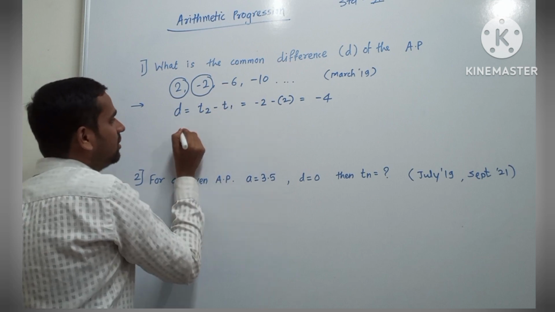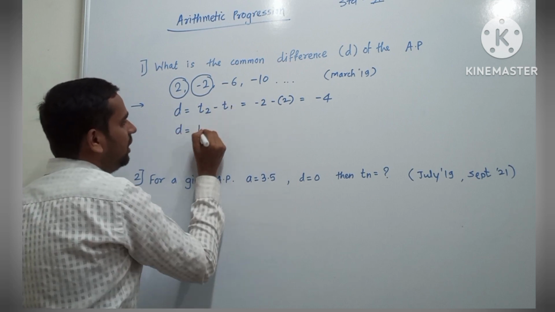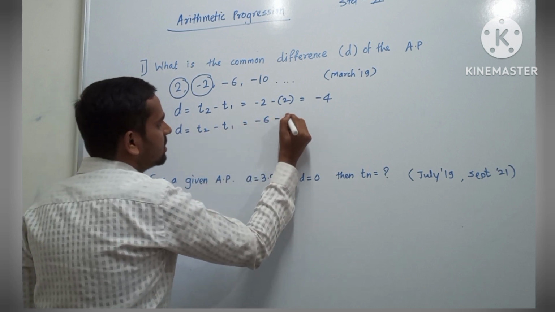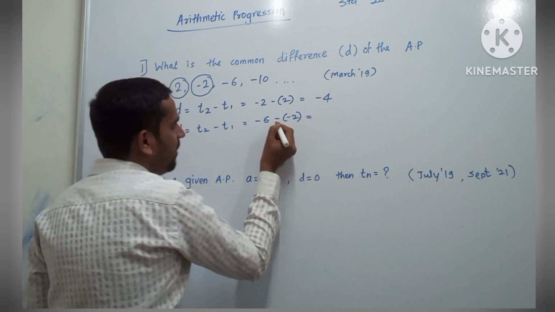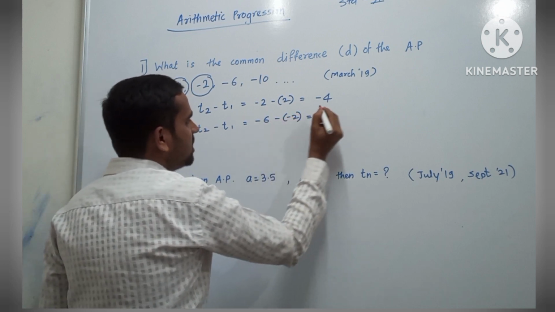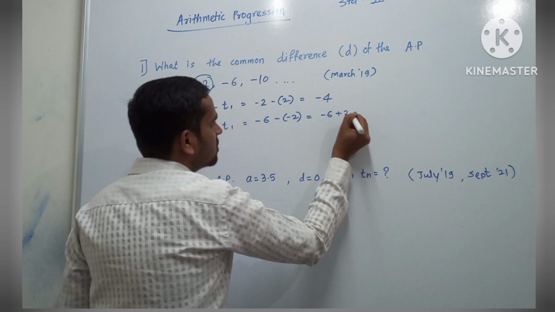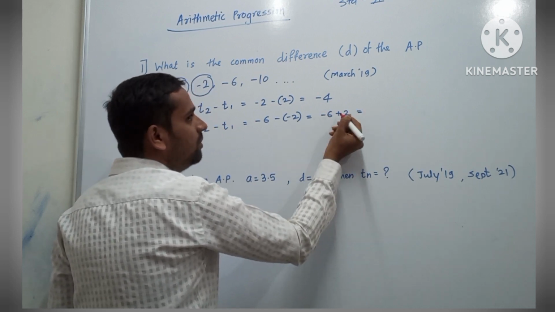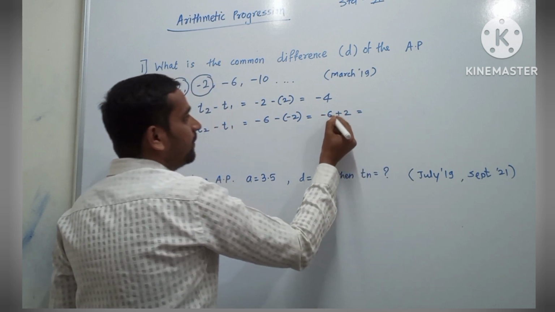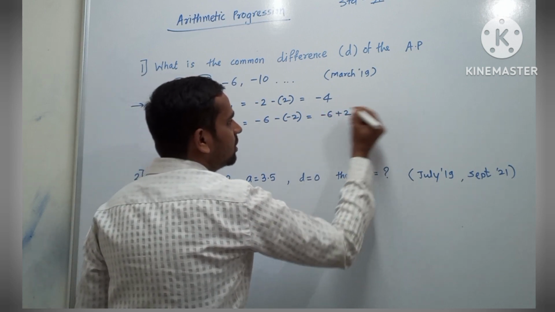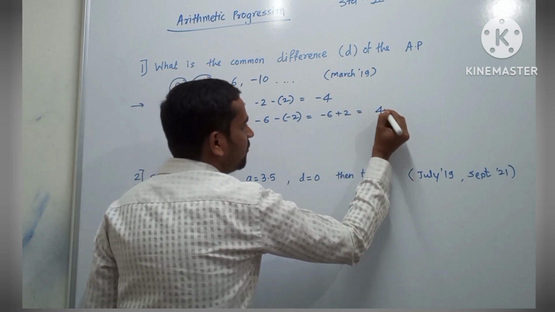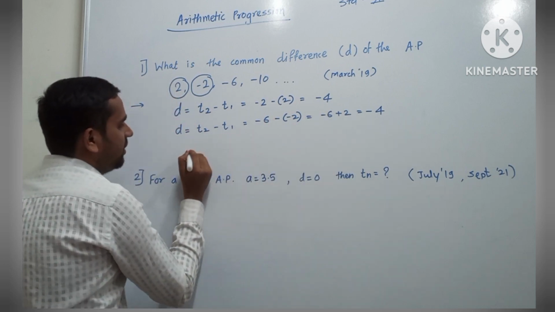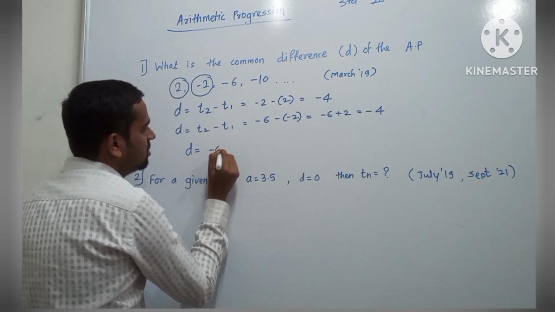Now let's check the next one. T2 minus T1: minus 6 minus 2. So the sign will be changed: minus 6 plus 2. There is a minus sign and a plus sign, different signs, so it will be the subtraction between these two terms. 6 minus 2, the answer is 4, and we give the minus sign to the answer. So what is our difference? d is equal to minus 4.